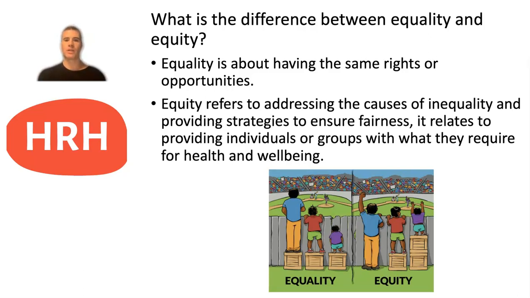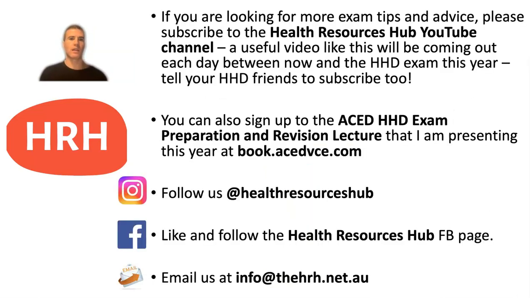The picture there demonstrates, for example, equality. As you can see, everybody is standing on the same size box, whereas equity would be different size boxes to ensure that everybody comes up to that same level and is able to see over the fence and watch that game of sport. So hopefully that helps you to consider those differences between equity and equality and to not get them confused when you're answering questions in VCE HHD.